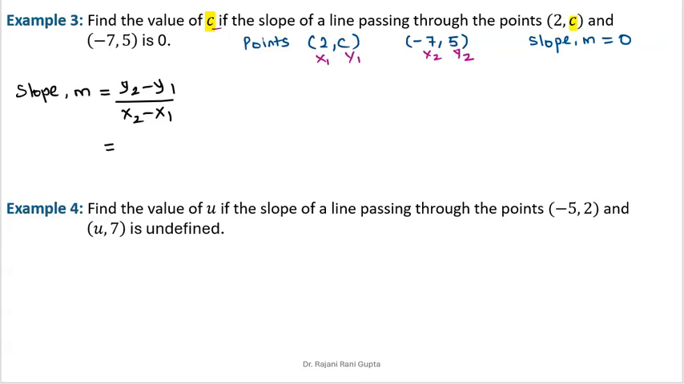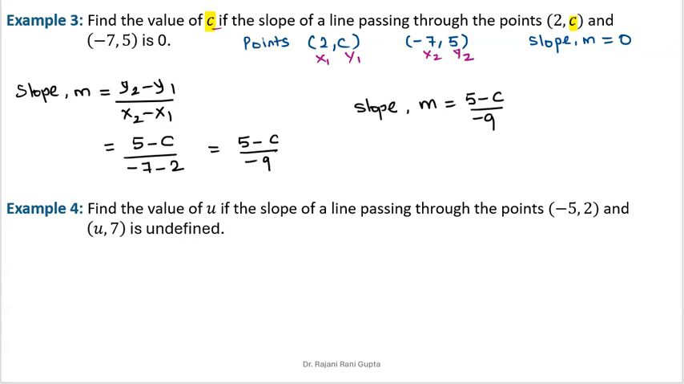This gives you y2 minus y1 is 5 minus c. And here what you have? x2, that is minus 7 minus 2. So this gives you 5 minus c over minus 9. So what you got? The slope m as 5 minus c over minus 9.